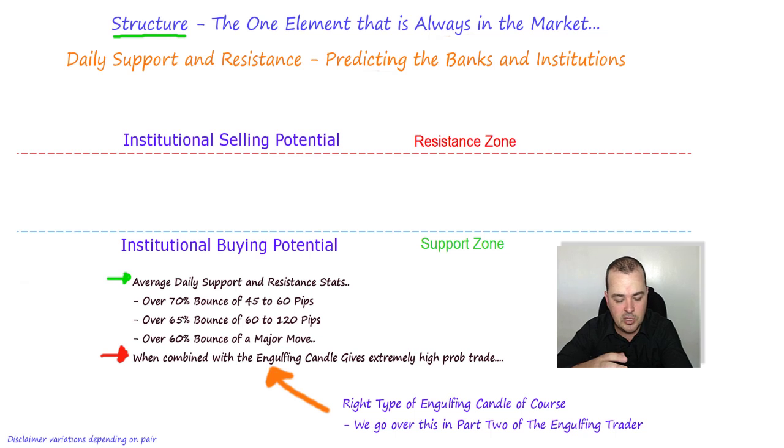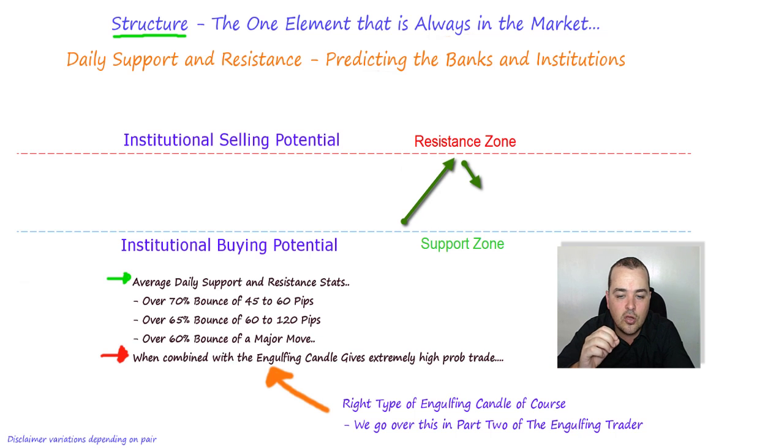Okay, so let me go over the two different sides of this. We have two different aspects: we have resistance and we have support. When price is moving down to a structure point, it's called support, right? Because we're expecting the market to support it. When price is moving up to a resistance zone, we're expecting price to resist.